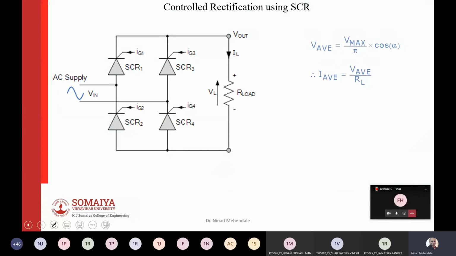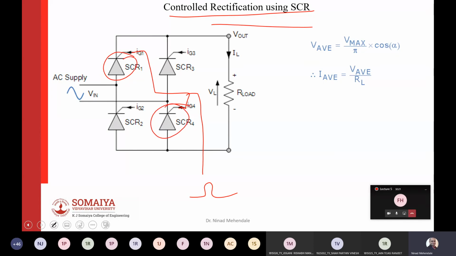Here is a fully controlled full wave rectifier, where you convert your AC waveform into DC. But this time, typically these two gates are shorted and then a pulse is applied to them. Because if you pulse this one and not this one, conduction will not happen, since the path is completed that way. So that's why we use two thyristors.